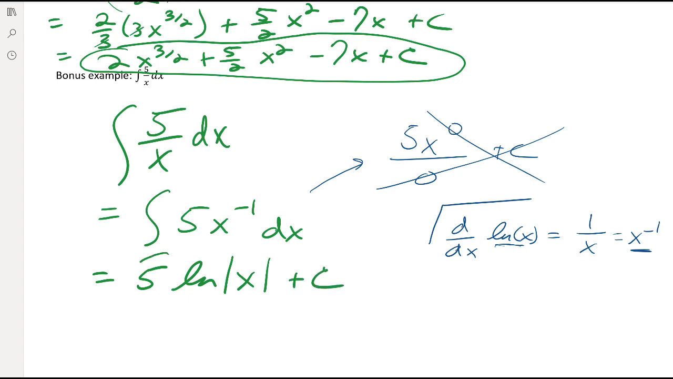And that's your answer. So why the absolute value? The absolute value is to ensure that the natural log is within its reasonable domain. If you remember from your college algebra class, you can't take the natural log of negative values. So this ensures that you're able to take the log of your answer.